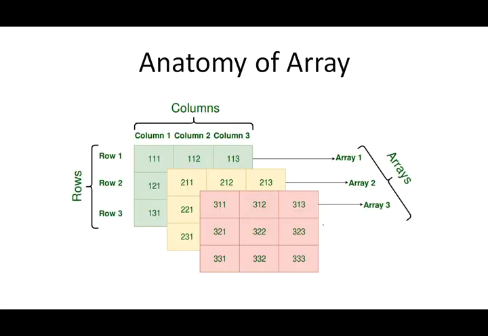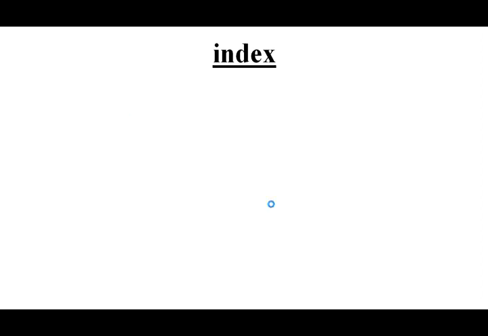Now let's talk about the anatomy of the array. So these are multi-dimensional arrays. Here is one picture which represents a multi-dimensional array. This is a column and these are the rows. So we will see more about the anatomy in the next slides.